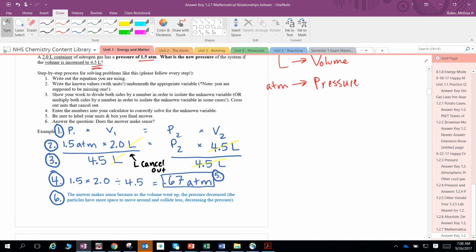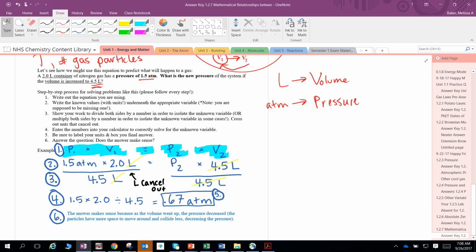Let's look at the step-by-step process that we want you to use when you're solving problems like this. Number 1, always write out the equation that you're using. So here we did P1 times V1 equals P2 times V2. Then we plug in the numbers that we know. So this problem told us a 2-liter container, that's volume 1. It told us the first pressure was 1.5, and it told us the new volume was 4.5. So you can see in number 2 here, I rewrote those.